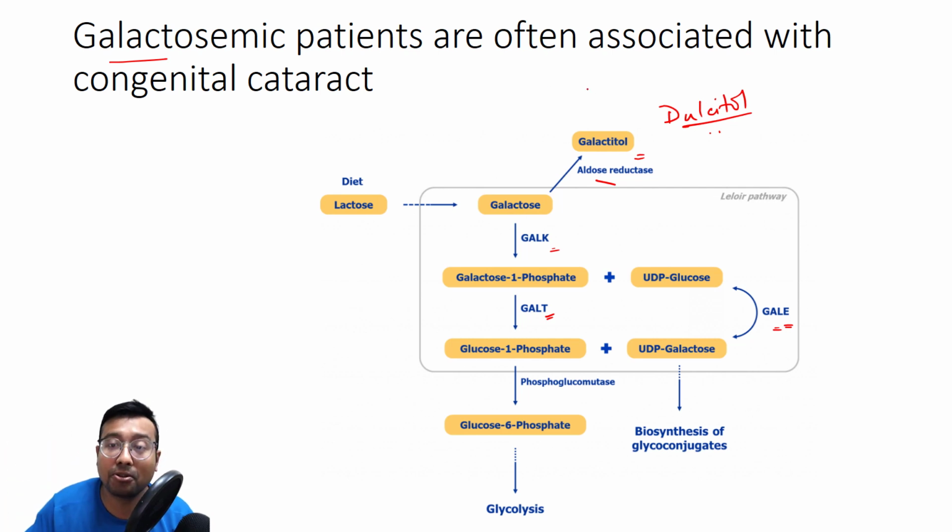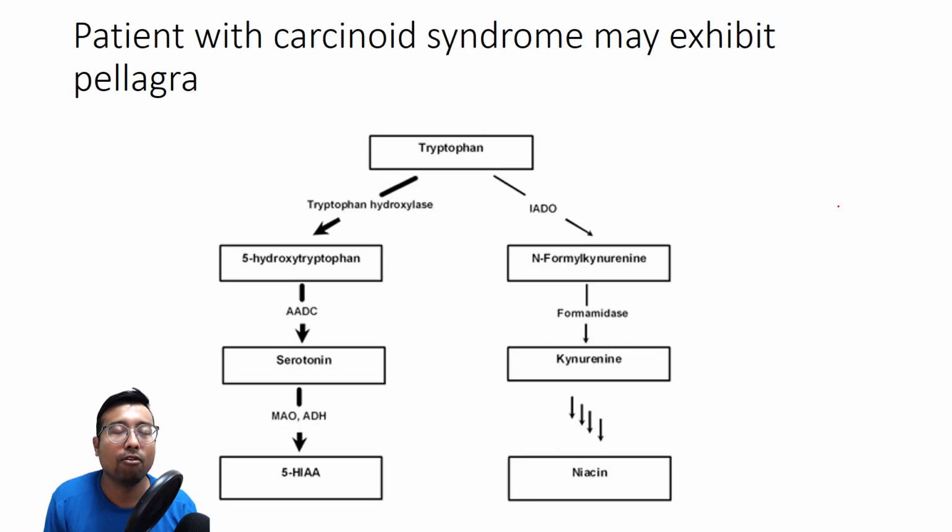One important thing to note is this pathway of galactose metabolism is known as the Leloir pathway. It is very important for MCQ. Okay. We move on to the next and very interesting question.